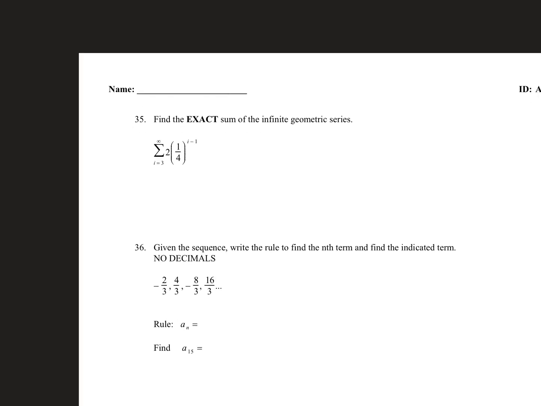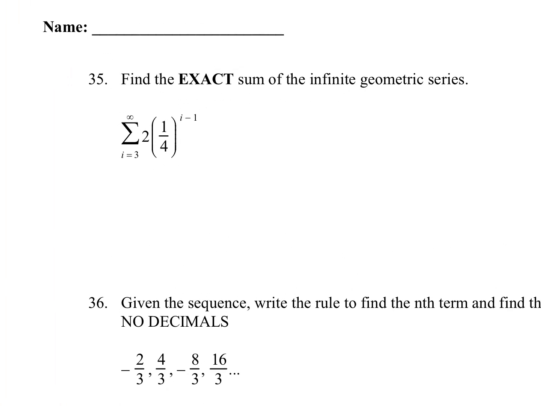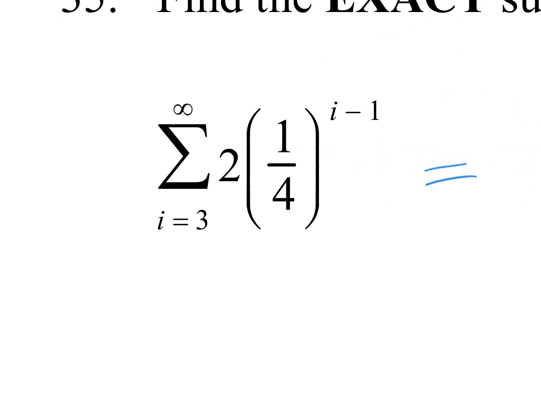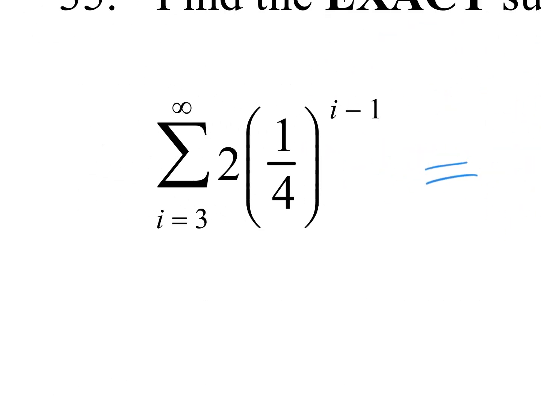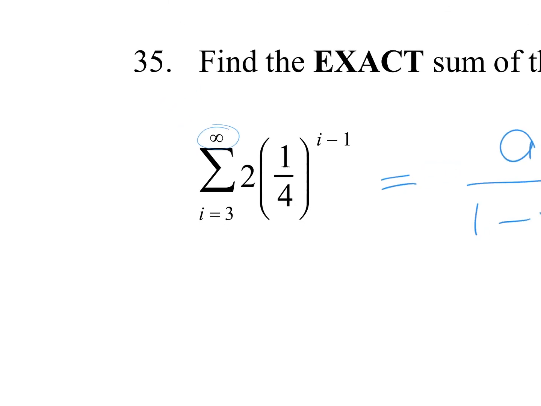All right, find the exact sum of the infinite. This is important: they told you it was what? Infinite. That means you use the formula for the infinite, a sub 1 over 1 minus r. That will be on your formula sheet. How do you know looking at this that this is infinite, even if I didn't tell you? It has the infinity sign.